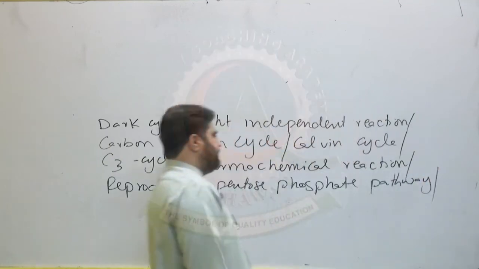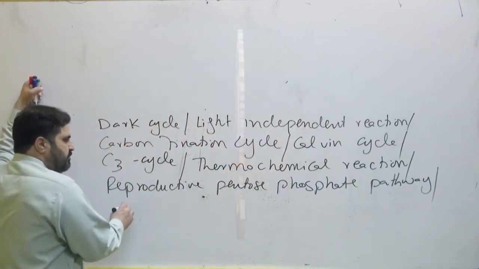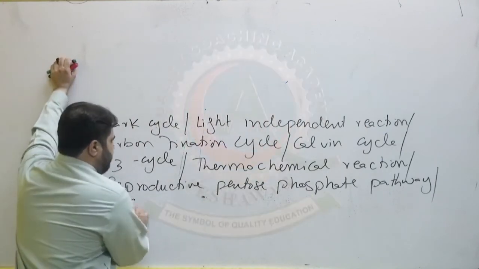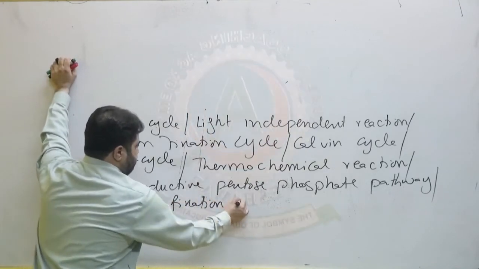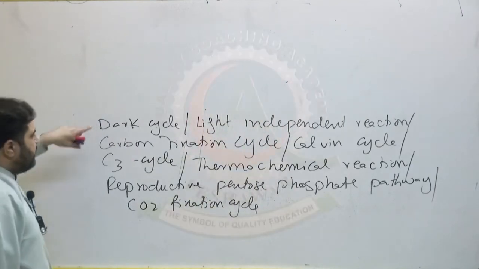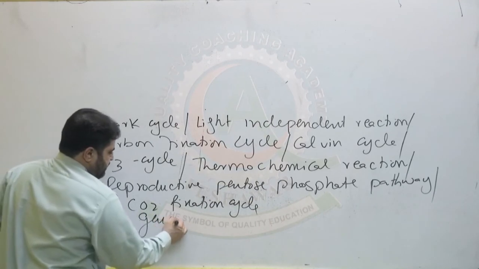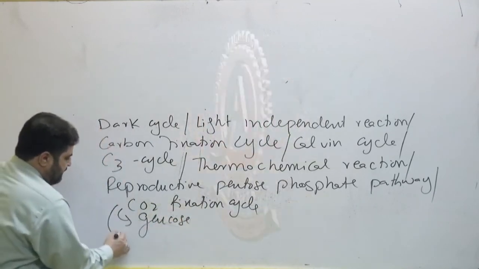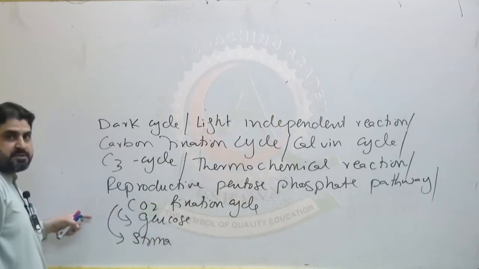That's also called the carbon dioxide fixation cycle. Now, during the dark cycle, glucose production takes place. The glucose molecule is being produced. Where does the dark cycle occur? That occurs in the stroma of a chloroplast.